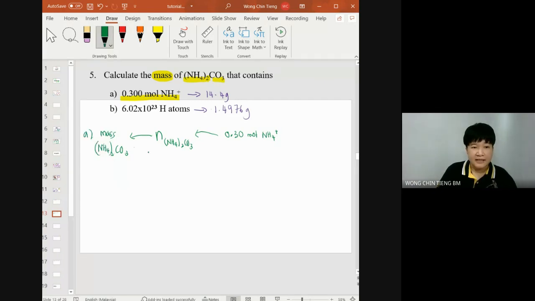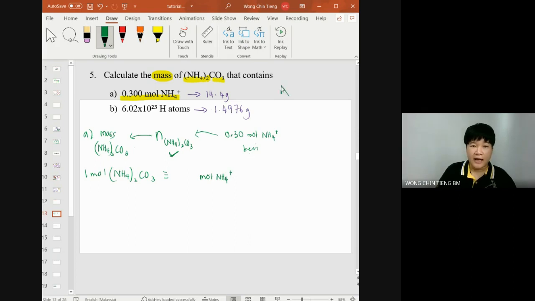Kita akan settlekan yang ni dulu. Nak cari yang ni dulu. Yang ni dah diberi. So, I want to find this. Okay. 1 mole of your ammonium carbonate, (NH4)2CO3. Theoretically, 1 mole of this will give how many mole of NH4 plus ion?